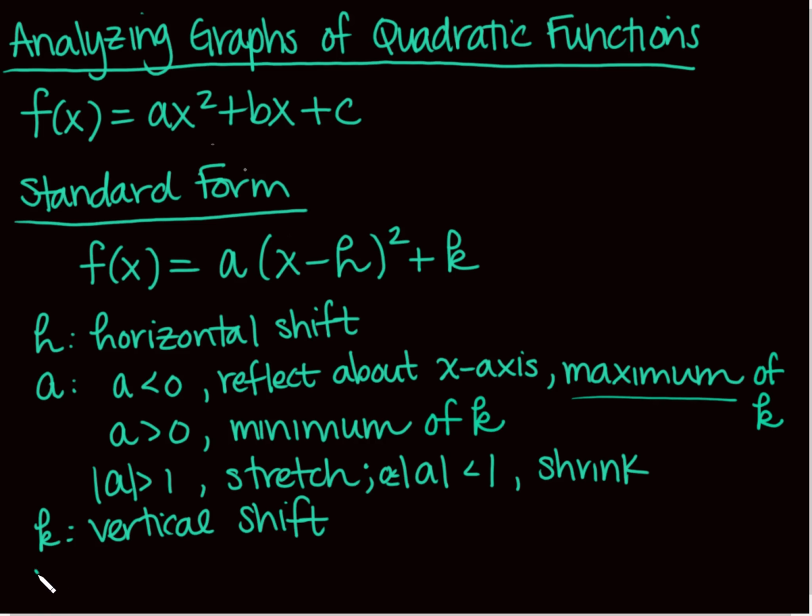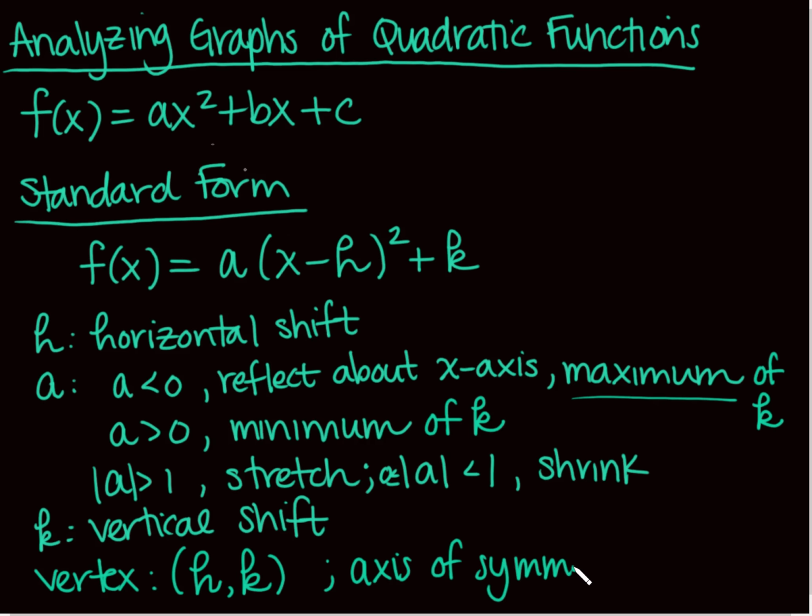Oh, and I haven't actually said what is our vertex. Our vertex in this case, look at what I've done. I've shifted it to the right h and up k. So our vertex is always going to be h comma k, and our axis of symmetry is going to be x equals whatever the x value is of your vertex. So the y value of your vertex gives you your maximum or minimum, depending on if you're opening up or down. And then the x value of your vertex, if you put x equals that number, that's going to give you your axis of symmetry.